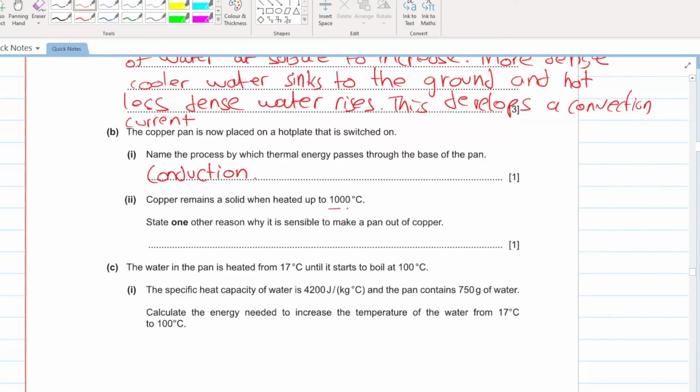Copper remains a solid when heated up to 1000 degrees centigrade. State one reason why it is sensible to make a pan out of copper. Why should we make a pan from copper? Because it is a good conductor of thermal energy. Perfect. Let's move ahead.